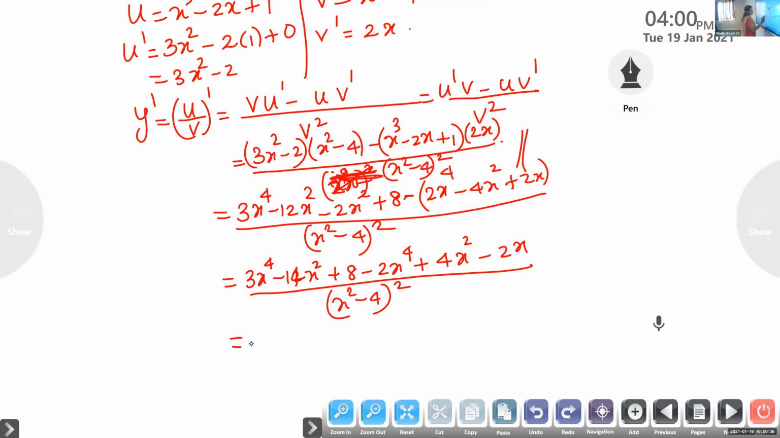Now group the terms. 3 minus 2, x raised to 4. Then x square terms, 14 minus 4 means it is minus 10x square. Then if you group the x terms, minus 2x plus 8 by x square minus 4 the whole square. This is y dash or dy by dx. Is it okay? Are you getting this answer, Aditya? Aishwarya? Yes, ma'am.